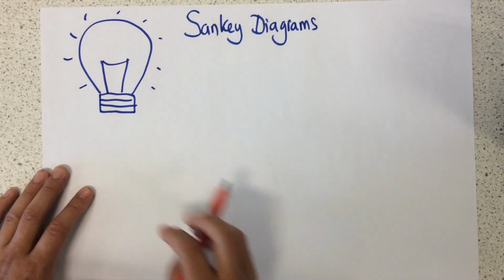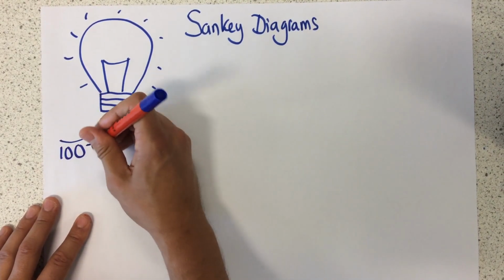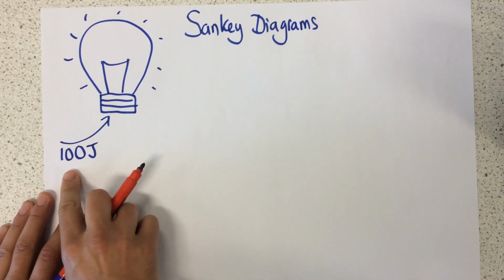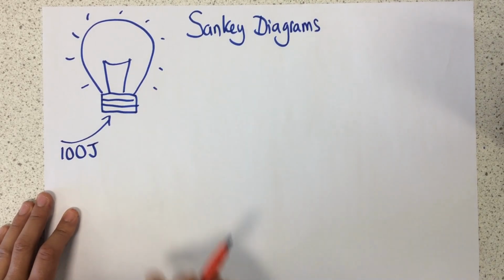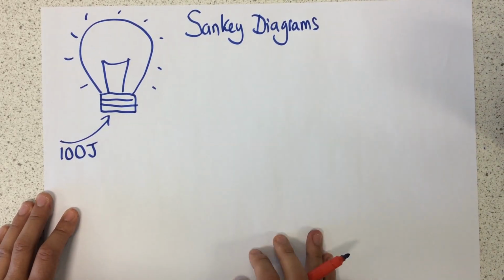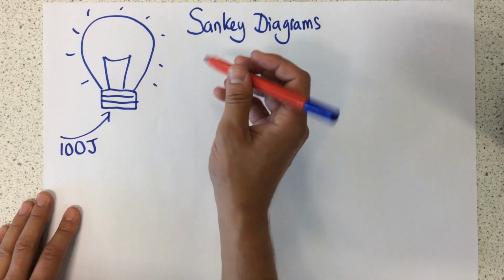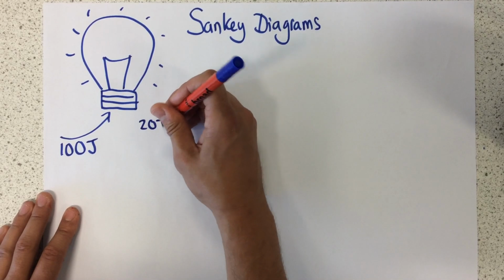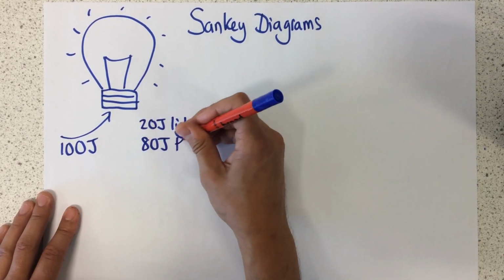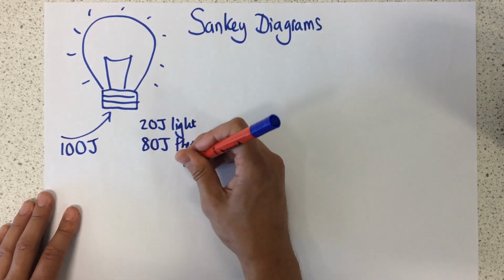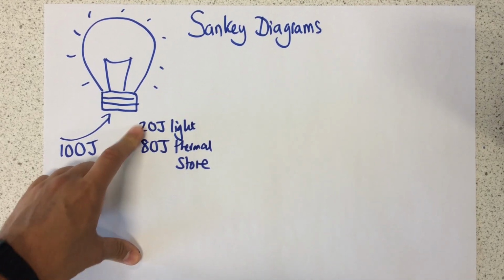Now let's say I supplied this light bulb with 100 joules of energy. Now not 100% of that is going to be converted to light because no device is 100% efficient. There's always going to be some kind of wasted energy. So let's imagine 20 joules of this was given out as light, but 80 joules was lost to the thermal store. So we can see that this isn't very energy efficient.